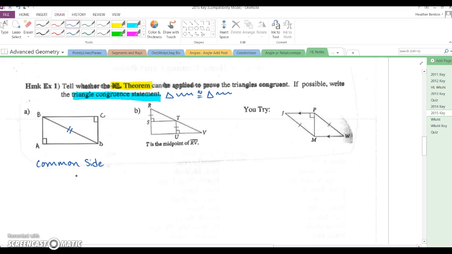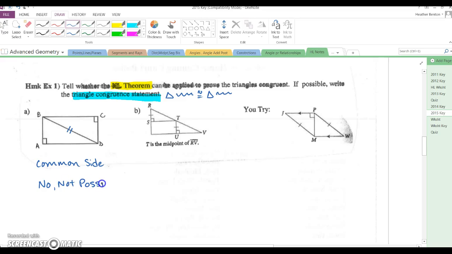I do not have vertical angles. I do not have anything else on the checklist. I don't have a statement about a midpoint or anything. I don't have a statement about anything being perpendicular. So this is no, this is not possible.